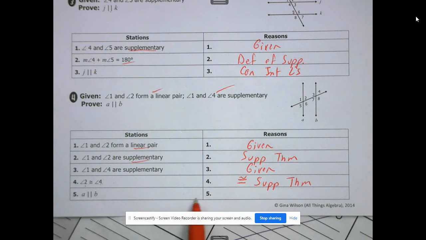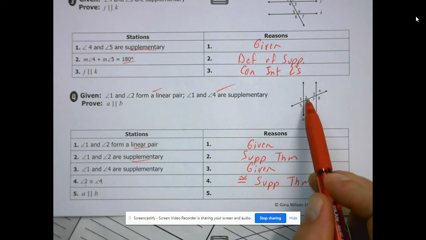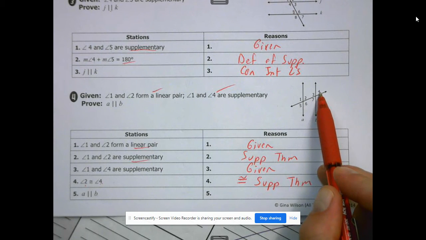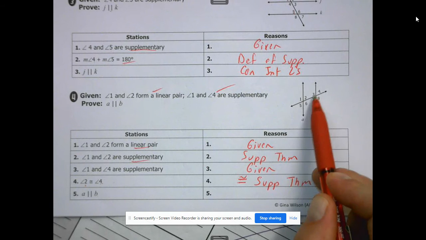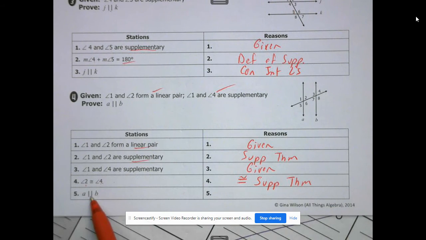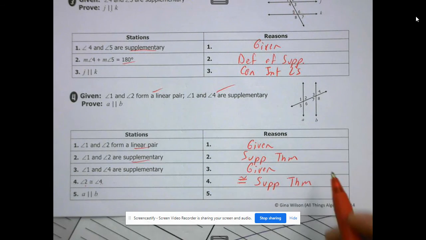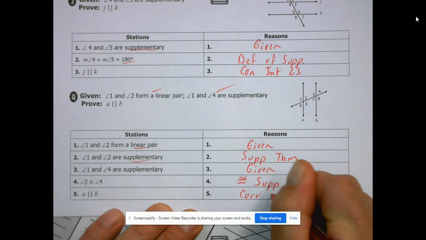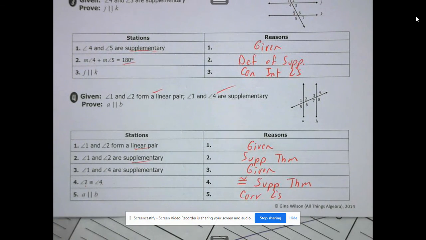Why is A parallel to B? We'll go back and look at your diagram. What types of angles are 2 and 4? 2 and 4, same side. One's inside, one's outside, similar location. These are corresponding angles. A is parallel to B because 2 and 4 are corresponding angles. Next page.